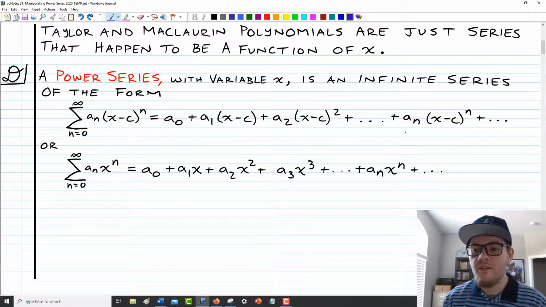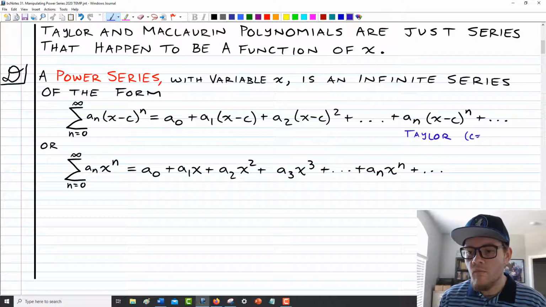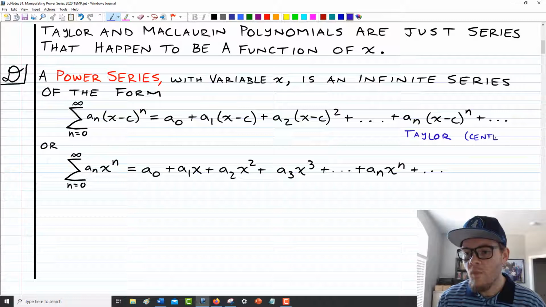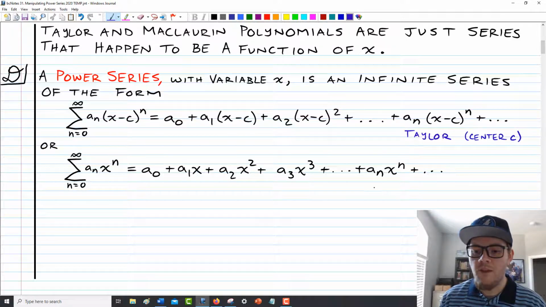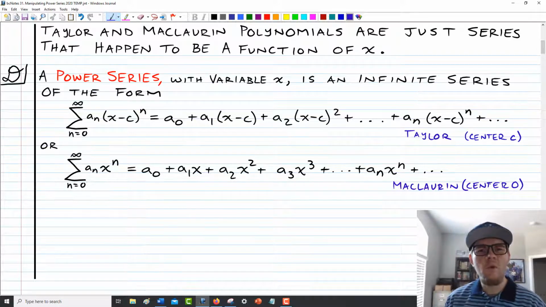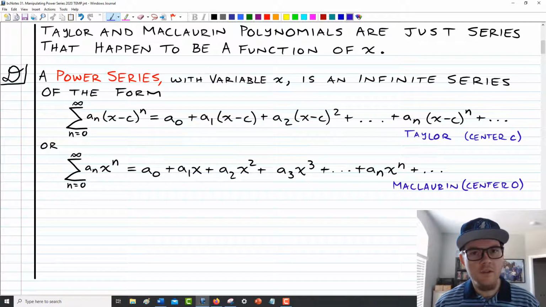In fact, I'll go so far as to point out that this first one looks like a general Taylor series centered at c. I should probably write center c. That just looks pretty easy to notice. And this next one looks like a Maclaurin, which of course we know at this point have a center of 0 specifically. Now I will say that for the rest of this lesson, we focus mostly on Maclaurin series.